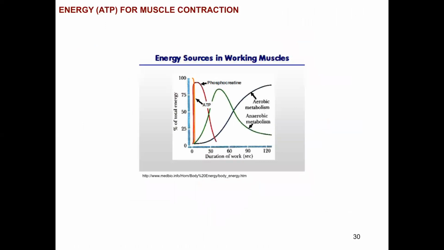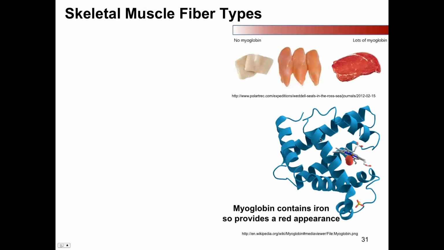So this is just sort of a pictorial way of thinking about how we're using ATP. So first, ready-made ATP, recycling ATP with phosphocreatine, glycolysis, and of course, if we have a well-oxygenated muscle, we'll switch to aerobic metabolism from the anaerobic. All right. Now the fiber types.